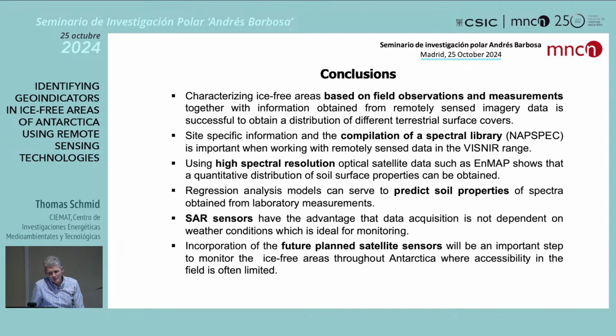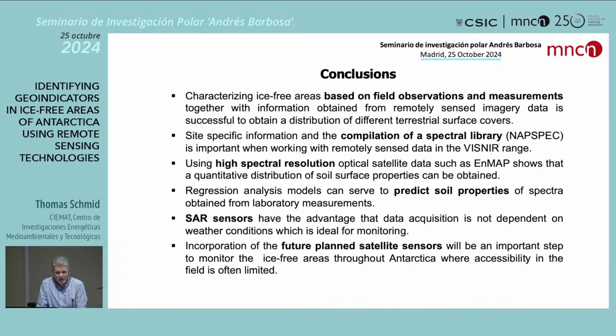So just to come to a few conclusions, I won't go through them all, but it's very important that we characterize these ice-free areas. Field observations are absolutely necessary. Although we have satellite images, we have to calibrate, we have to validate our satellite data. We don't get around that. Site-specific information, like a spectral library, is key to all of this. If we don't have that, we don't really know what we're classifying.